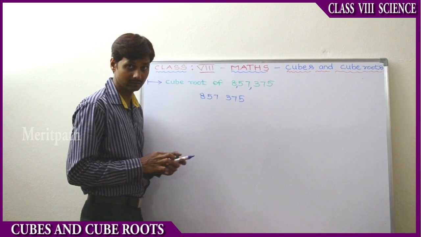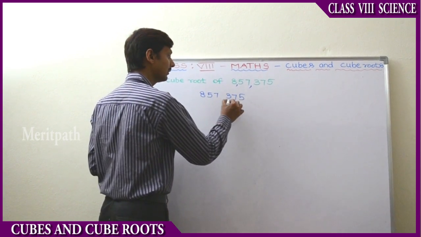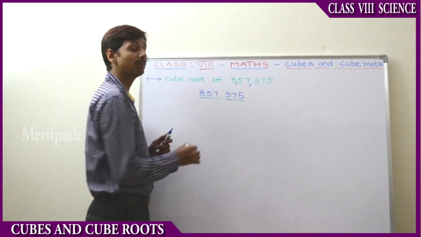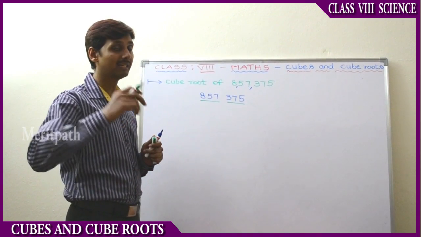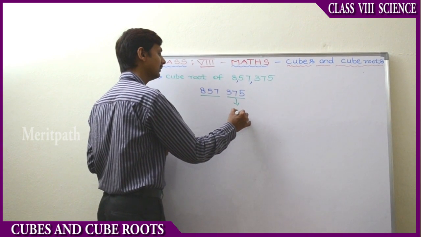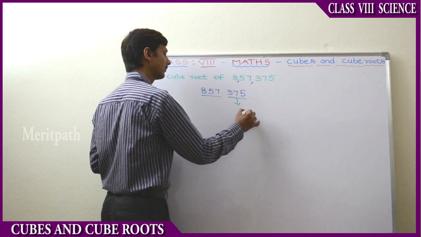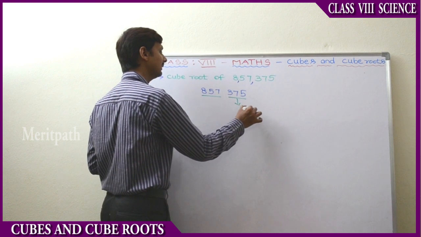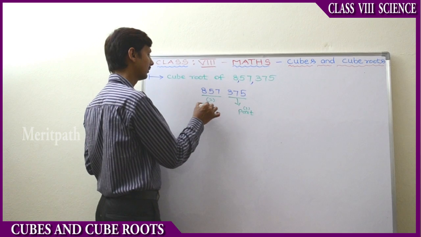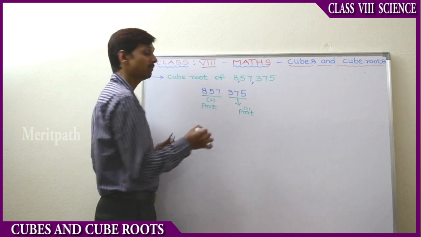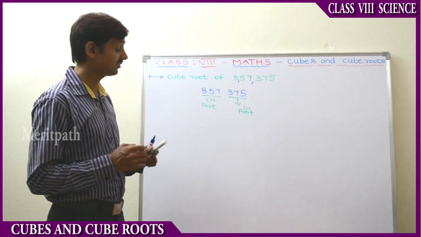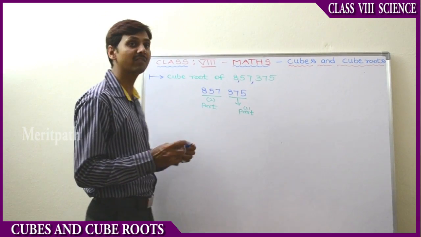First 3 digits, let's take as a part. The remaining digits are left over, that is 1 part. First we have taken 3 digits as 1 part. This is the first part. The second part is the remaining digits. There are also 3 digits. That is the second part.